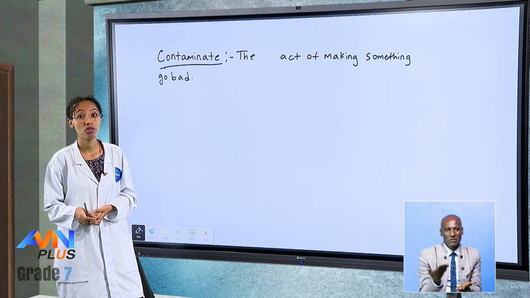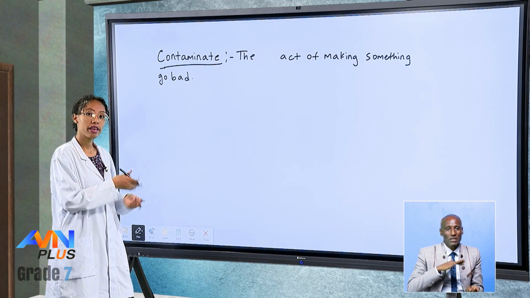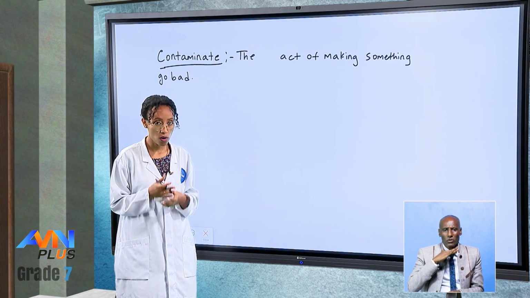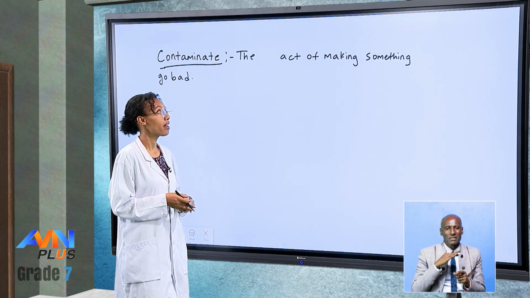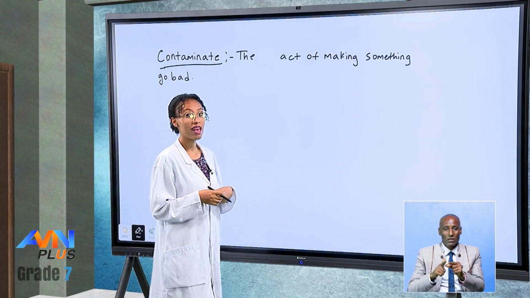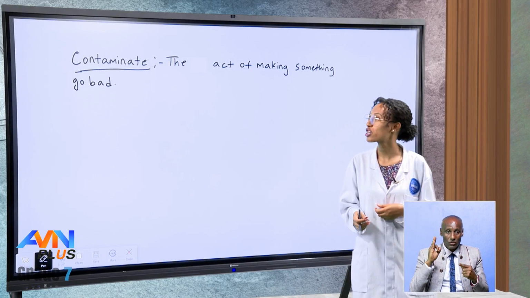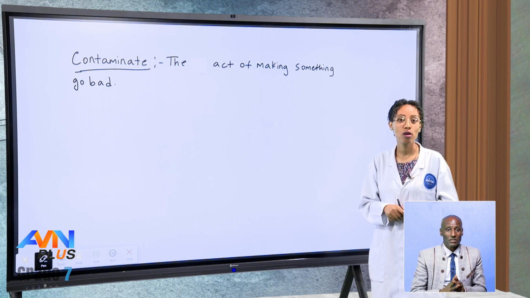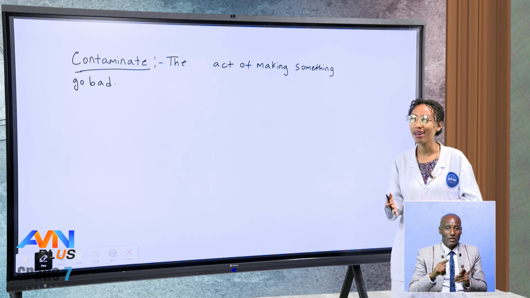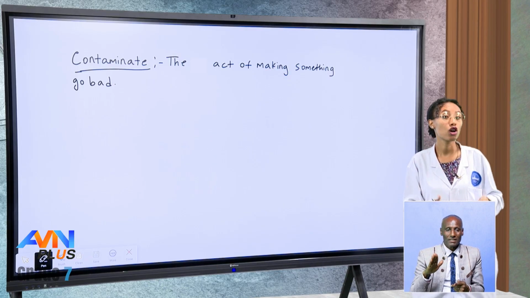This is a word often associated with contaminate: pollution. If we say something is polluted, then it's most probably contaminated, right? So you could also say this word is the opposite of remediation. In remediation, we talked about how we stop the process of making something go bad, right? And in this case, it is the act of making something go bad.